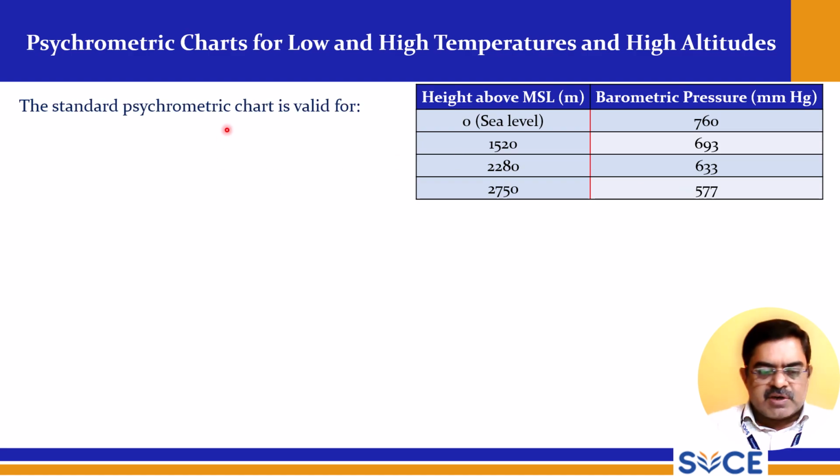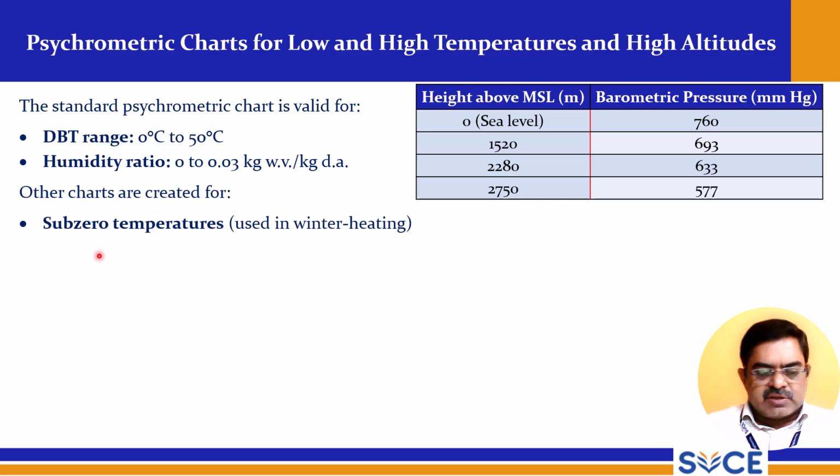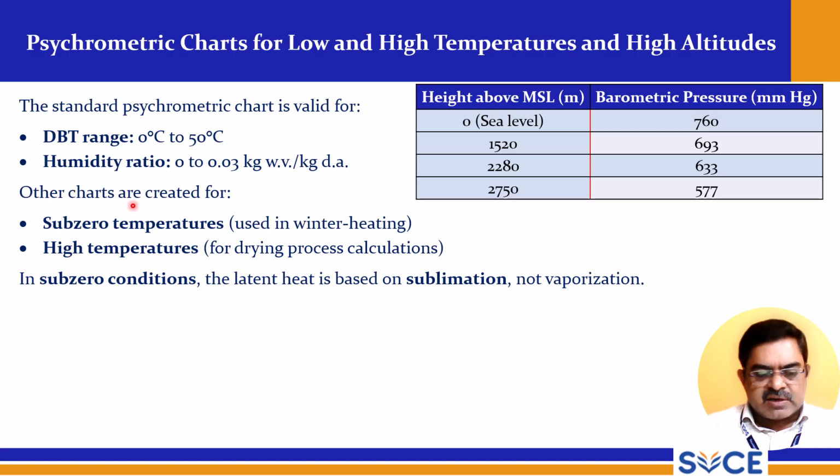The standard psychrometric chart is valid for DBT, dry bulb temperature ranges from 0 degrees Celsius to 50 degrees Celsius only, and the humidity ratio is 0 to 0.03 kg of water vapor per kg of dry air. Other charts are created for sub-zero temperatures used in winter heating and high temperatures for dry process calculations, and these are the other charts available. In sub-zero conditions, the latent heat is based on sublimation, not vaporization.